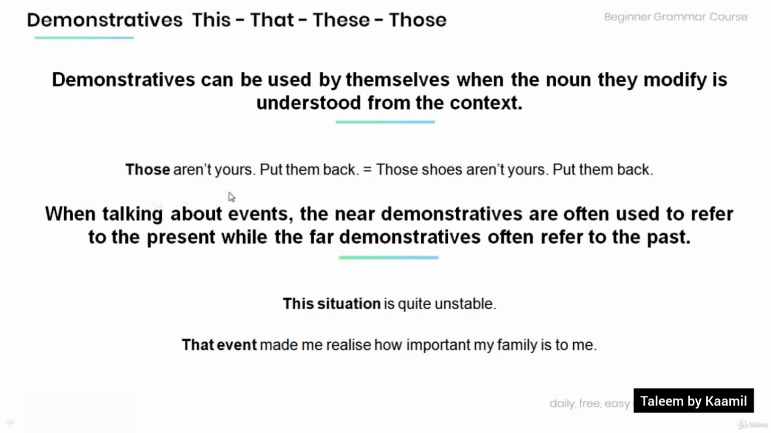Now, when talking about events, the near demonstratives are often used to refer to the present, while the far demonstratives often refer to the past. Have a look at the sentences below. This situation is quite unstable. The demonstrative this is referring to a present event, situation.